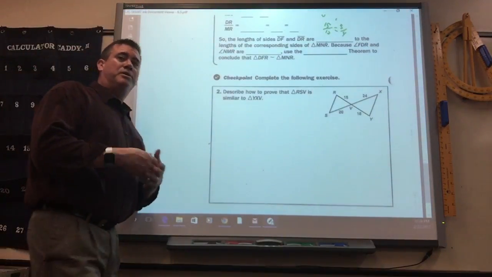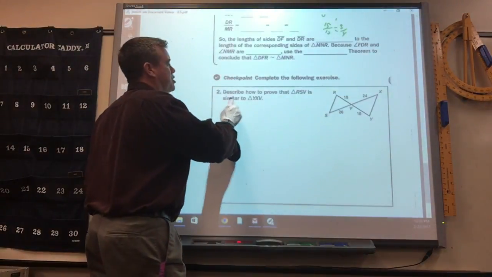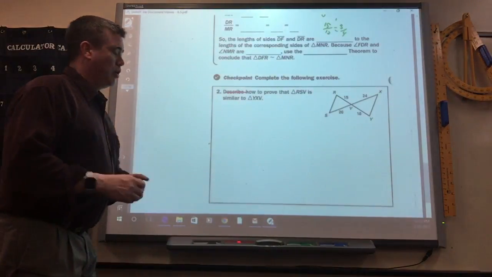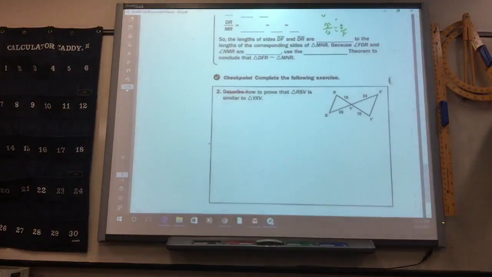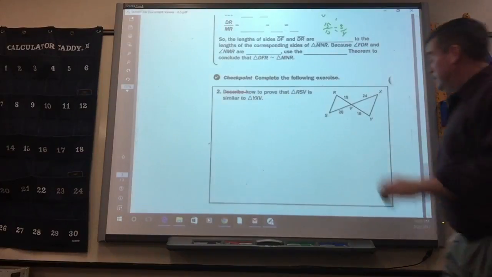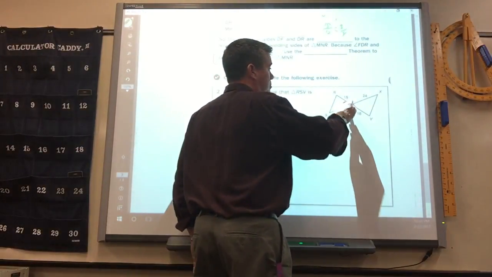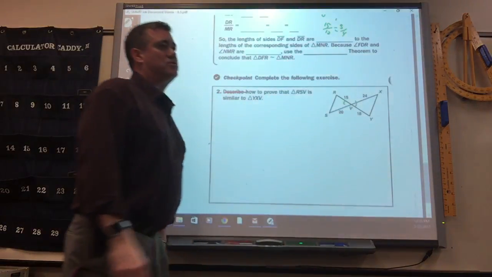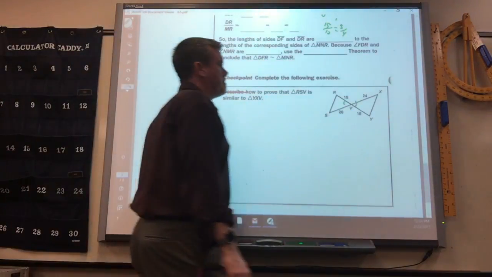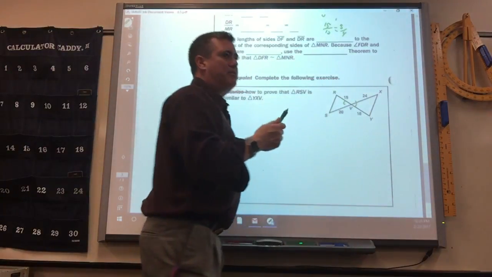Okay, so just like we did before, when it says describe how to prove it, we only have 3 things to choose from today. Obviously it could be no, but it can be angle, all 3 sides are proportional, or 2 sides and the angle in between. So in this one, I know that's congruent, so it's probably going to be SAS, but we got to check to make sure because some of them are no.